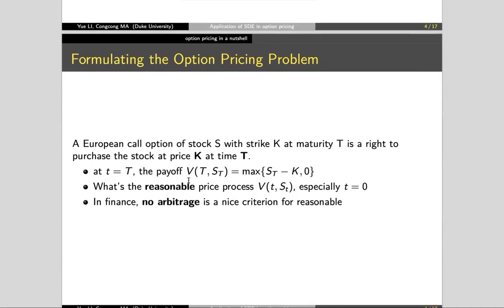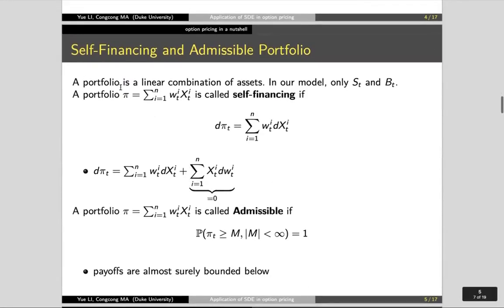And to define no arbitrage, we need some additional terms. So a portfolio basically is a linear combination of assets. In our model, assets are only S_t and B_t. And a portfolio is self-financing if there's no external inflow or outflow of money. So if we apply Ito's lemma to π_t, we can get this expression. The second term of this expression basically describes the capital inflow and outflow between assets. If there's no external inflow or outflow of money, this second term should sum up to 0. Therefore, we have this self-financing definition.